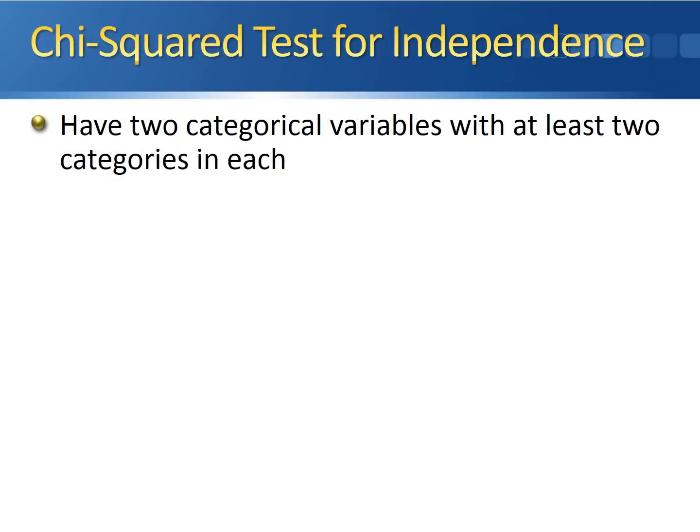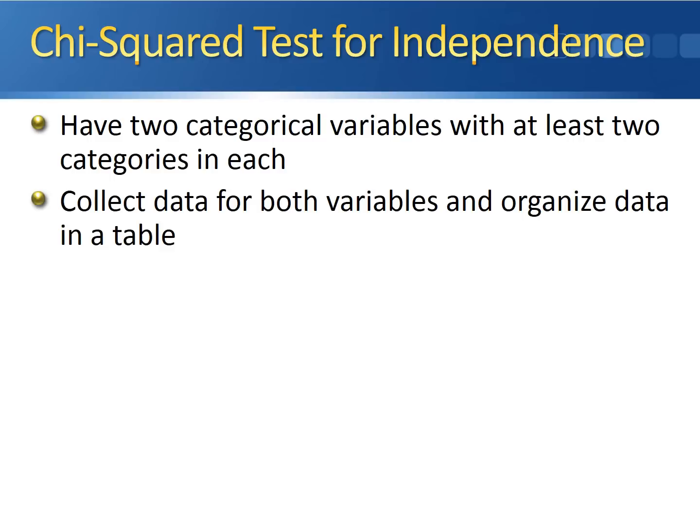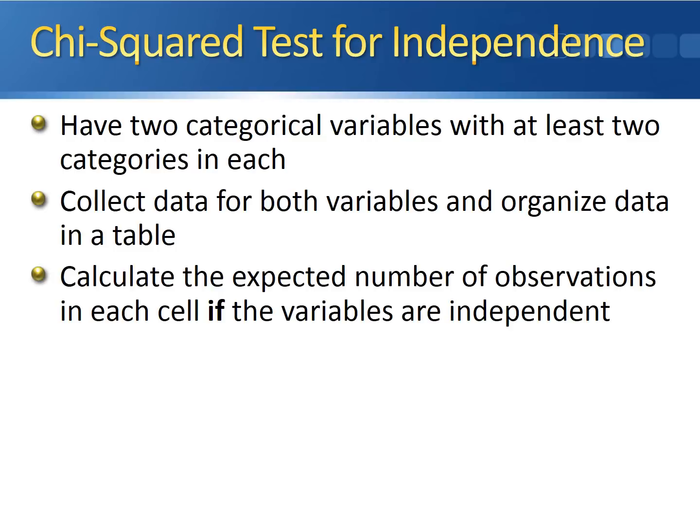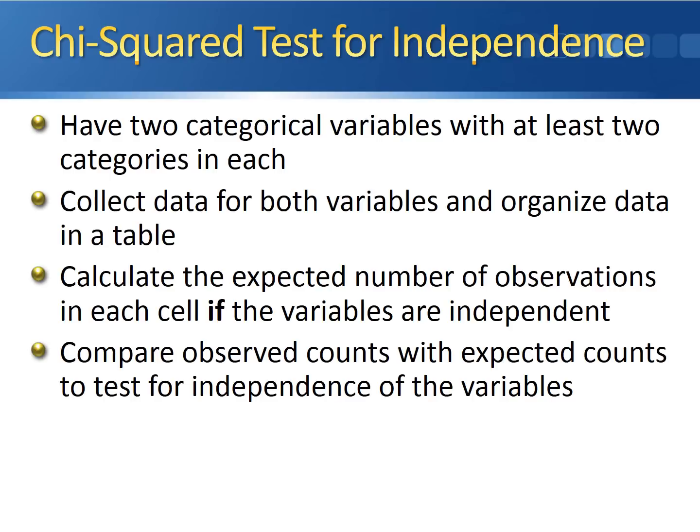The chi-squared test for independence involves a situation where we have two categorical variables with at least two categories in each. We collect data for both variables and organize it in a cross-classification table. What we do is we calculate the expected number of observations in each cell if the variables happen to be independent, and we'll compare the observed counts with the expected counts to test to see if the two variables are independent from one another.